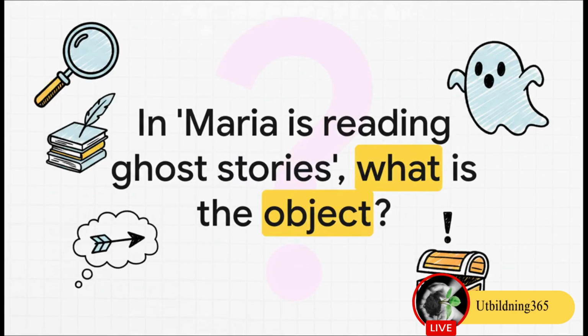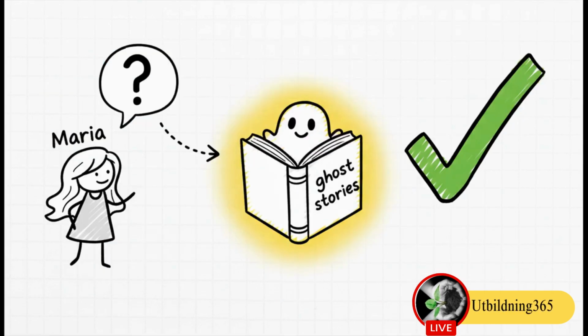All right, your turn to play detective. Based on that definition, take another look at our sentence. In Maria is reading ghost stories, what do you think the object is? If you said ghost stories, you are absolutely right. And here's a little trick that works every time. To find the object, just ask what or who right after the verb. What is Maria reading? Ghost stories. See? It's a foolproof method.